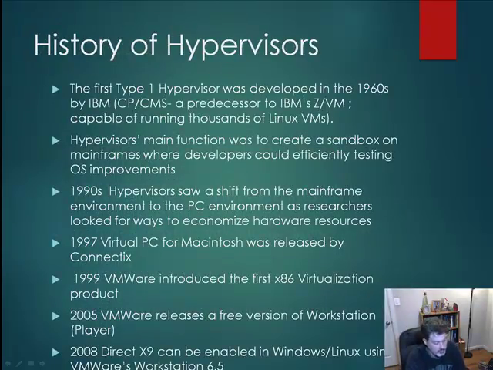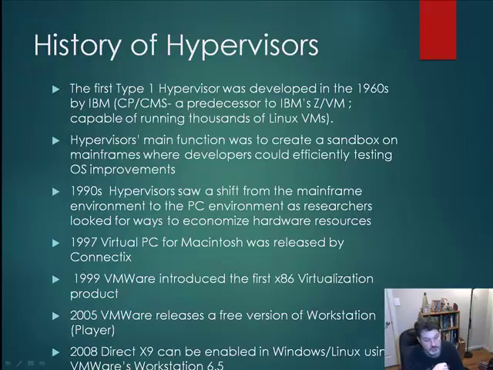So how did hypervisors get started? How long have they been with us? Well, they've been with us since the 1960s. IBM came out with the very first Type 1 hypervisor for the CP/CMS, a predecessor of IBM's z/VM, capable of running literally thousands of Linux VMs, which is kind of a cool appliance. A hypervisor's main function was to create a sandbox on mainframes. Developers used those sandboxes to efficiently test operating system improvements in a fairly safe environment without worrying about disrupting mainframe operations.